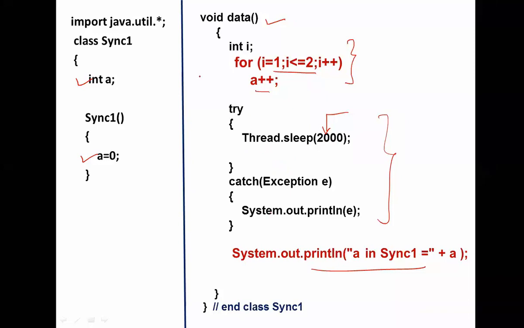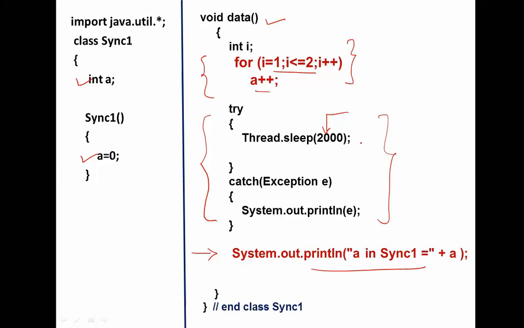So precisely what is happening is, this for loop will execute. It will increment A twice. Then my function will stop for 2 seconds, and then it will try and display the value of A. So what you need to keep in mind over here is, whenever I execute this data method, after it has incremented the values of A, there would be a delay of 2 seconds before the value of A gets printed.